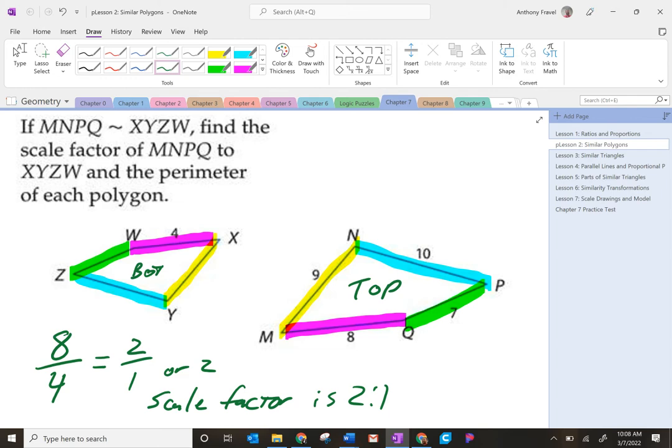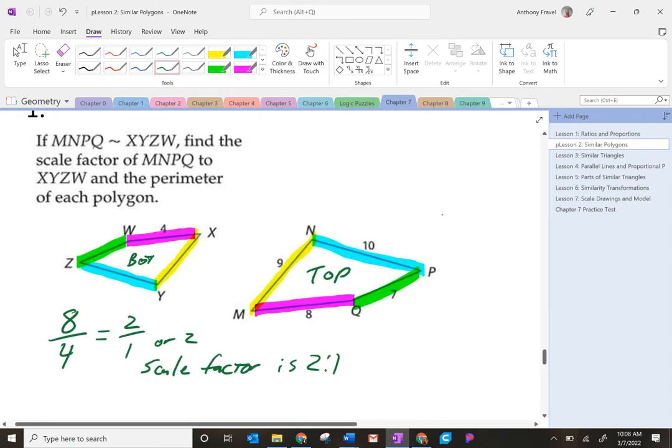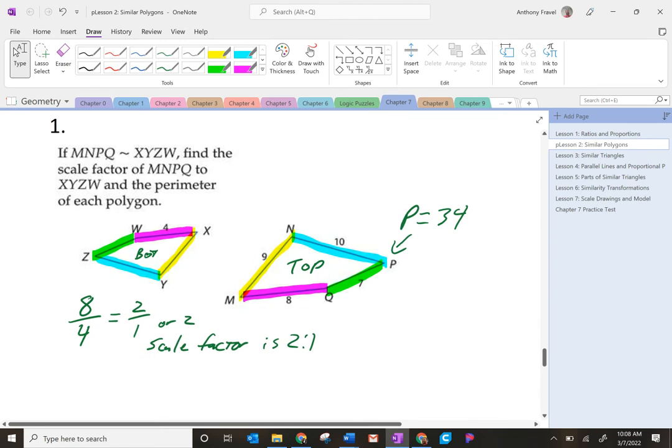Ours is 34. Okay, 10 plus 7 plus 8, so I didn't include that. My perimeter of my top one, of this one here, is going to be 34. Okay? It's going to be the same scale factor, so I can set it up exactly the same as the other one.